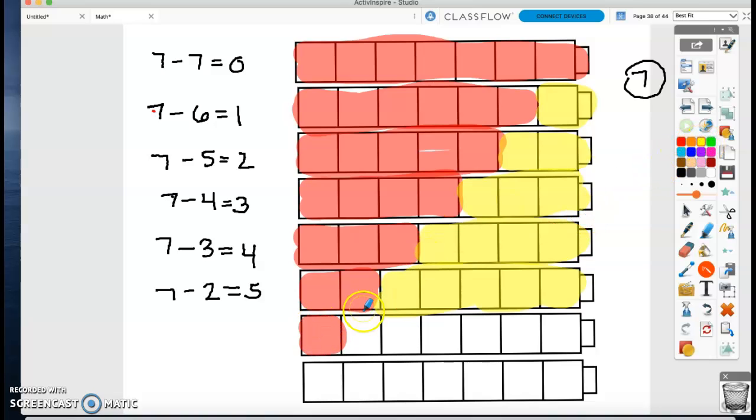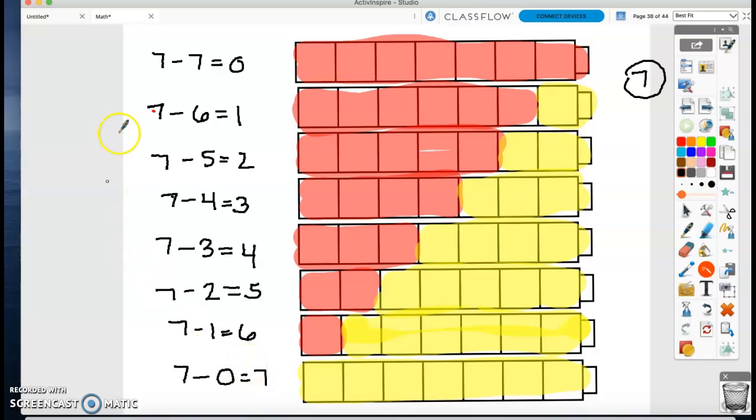And the rest will be yellow. So we have 7 cubes altogether minus 1 red equals 6 yellow. And on the last one, we will only have yellow. And if we only have yellow, then we have 7 altogether minus 0 red equals 7.